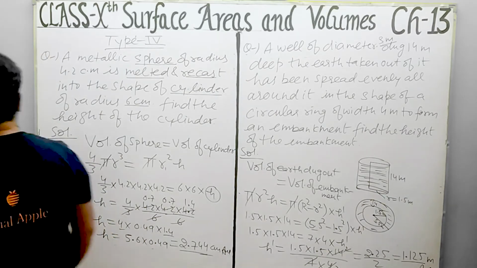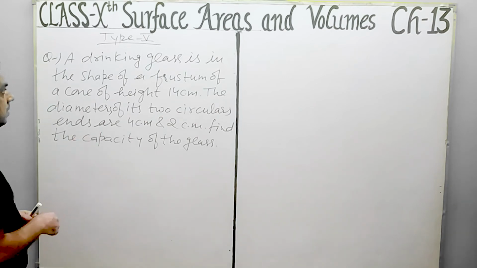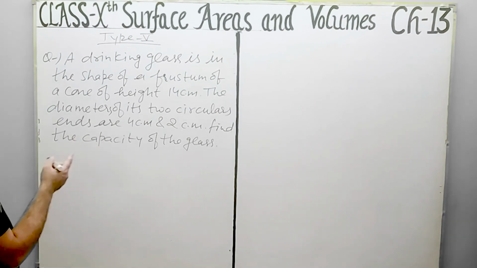In the next type of question. So, this is the last type of question. In this question, you can see a drinking glass which is in the shape of a frustum, whose height and two radii are given.